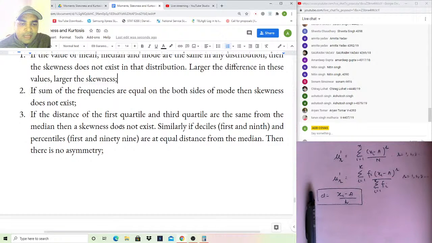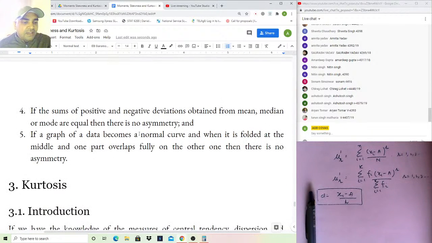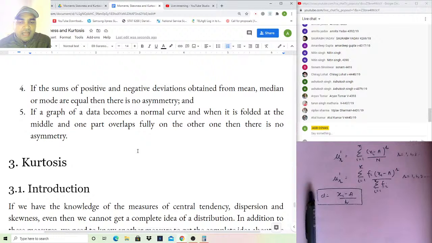So these can come as true or false, and you may be asked whether the statement is true or wrong. Similarly, if the first and ninth deciles and the first and 99th percentiles are at equal distance from the median, then there is no asymmetry. If the sums of positive and negative deviations obtained from mean, median, or mode are equal, then there is no asymmetry. And if the graph of the data is normal and, when folded at the middle, one part overlaps fully on the other, then there is no asymmetry.